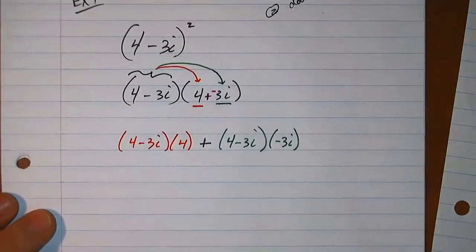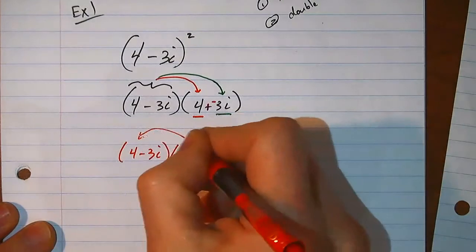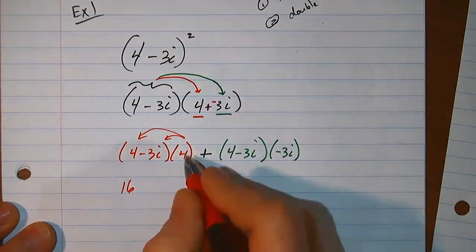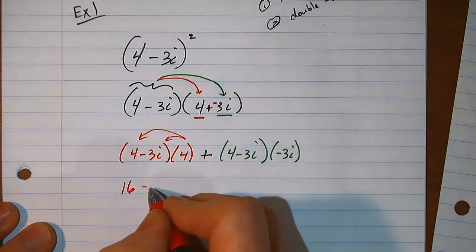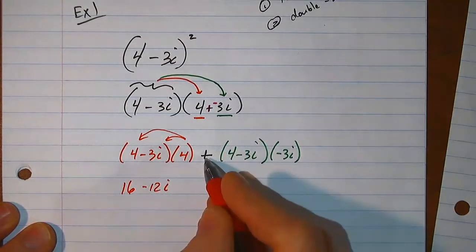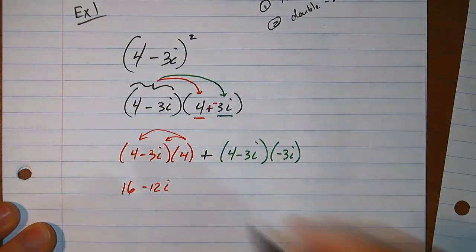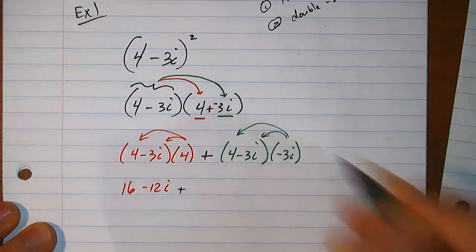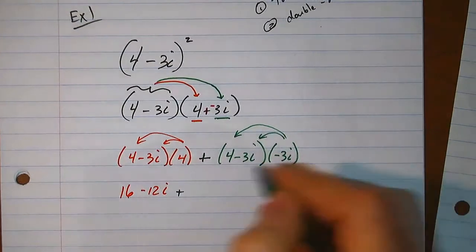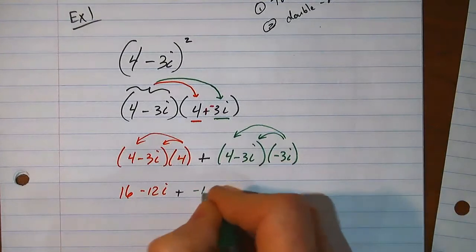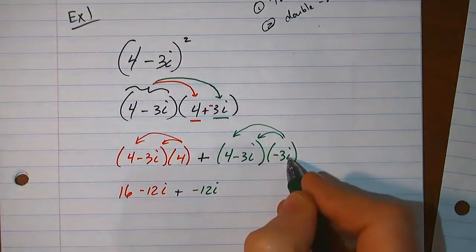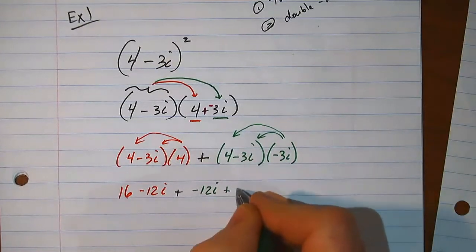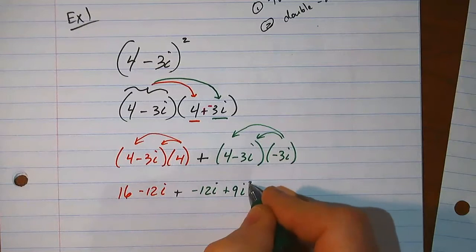Now I'm going to go through the second distribution of my double distribute and distribute the 4. So 4 times 4 gives me 16. 4 times negative 3i gives me a negative 12i. I still have that plus sign that hasn't gone anywhere. And now I'm going to distribute from this piece. So a negative 3i times a positive 4 is going to be a negative 12i. A negative 3i times a negative 3i will become negative 3 times negative 3 is a positive 9. i times i is i squared.